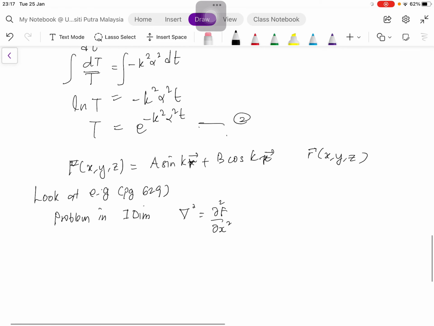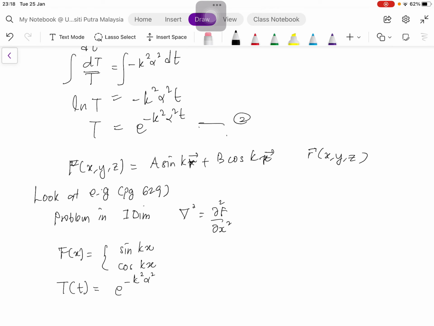So in this case your solution corresponds to two options: you have sin kx and then you have cos kx. And then notice that for the function of t, the solution is exponential. So this is always exponential of k² alpha² t. Look back at equation 2.